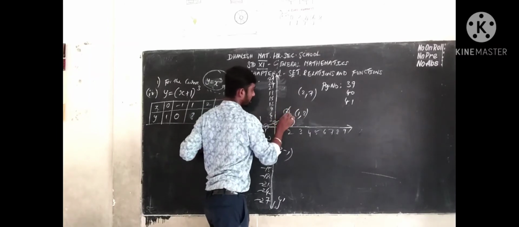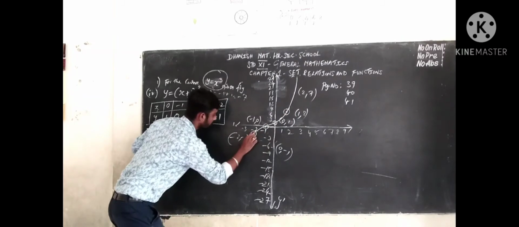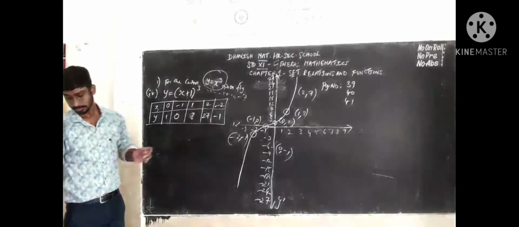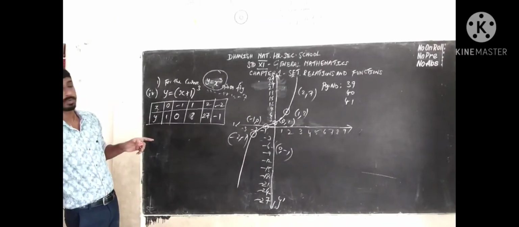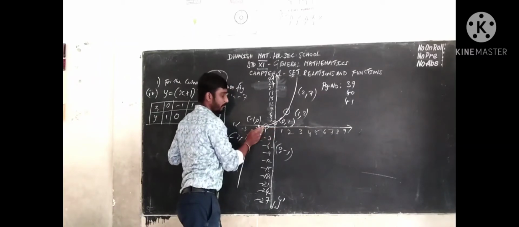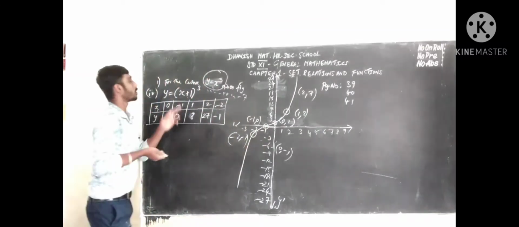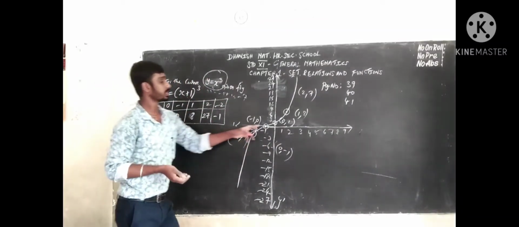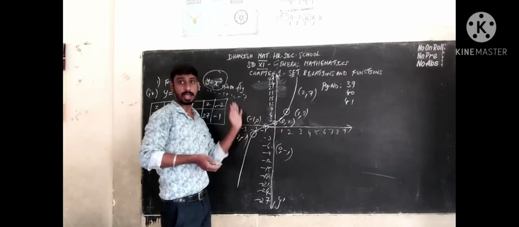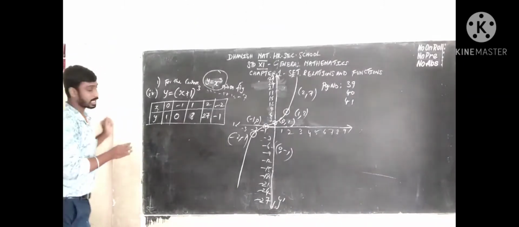Now draw the curve like this. So what is the condition we are getting here? Shift to the left for 1 unit. What is the condition for x plus 1 the whole cube? Shift 1 unit left from the origin. So now we have to write the condition here.